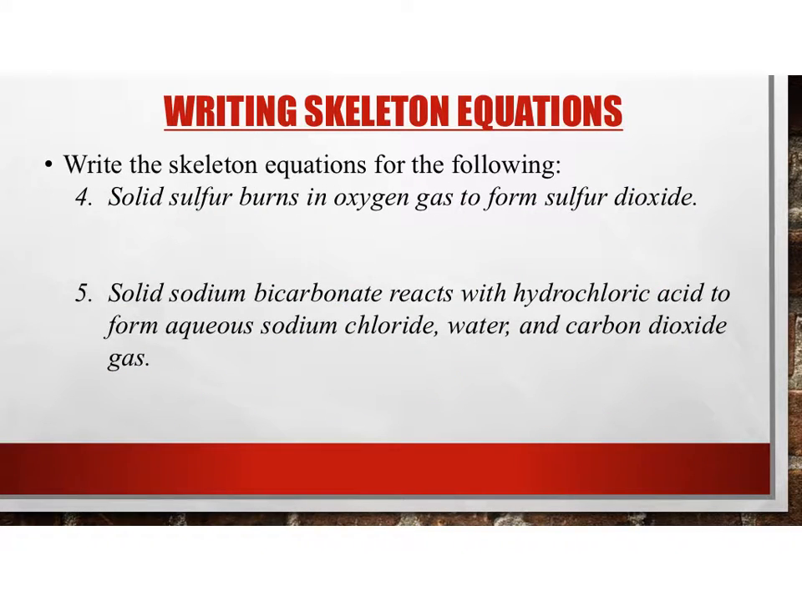Our next example says we have some solid sulfur burning in oxygen gas to form sulfur dioxide. So we have sulfur, and it's a solid, burns in oxygen gas to form sulfur dioxide.